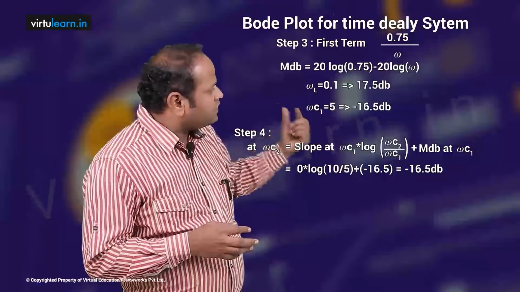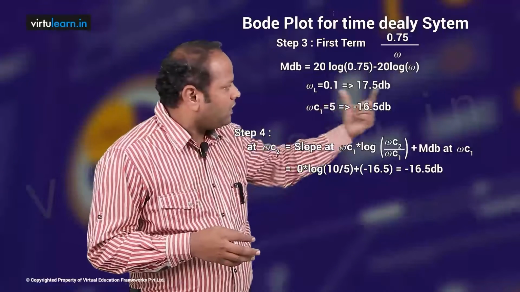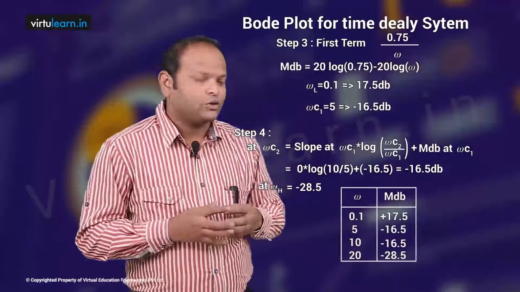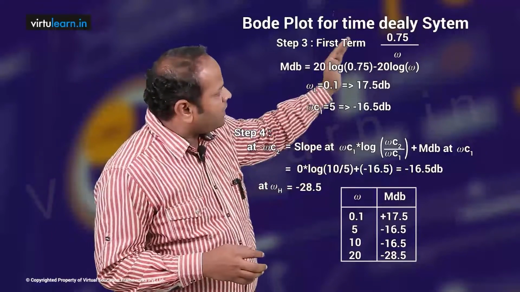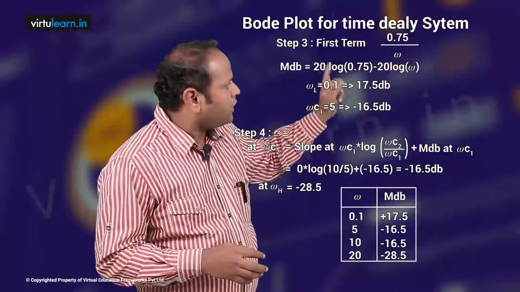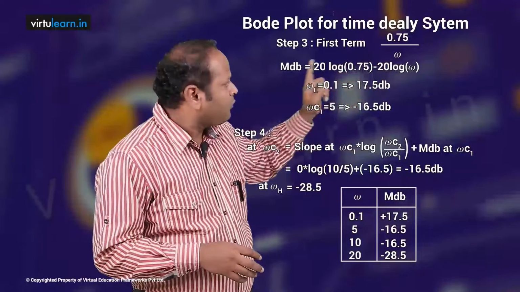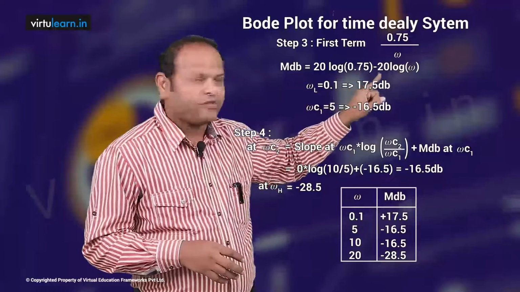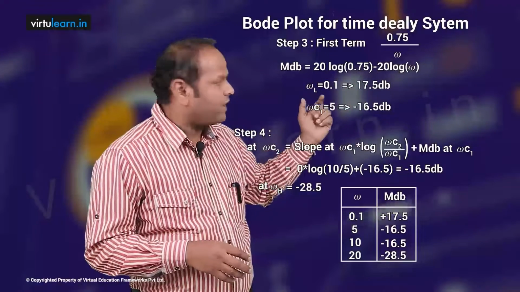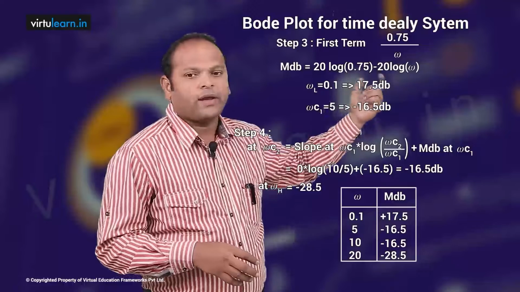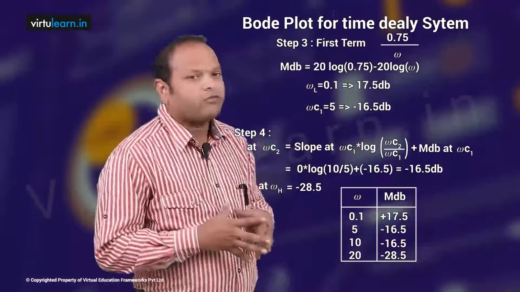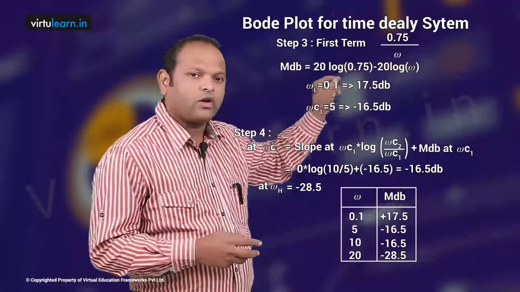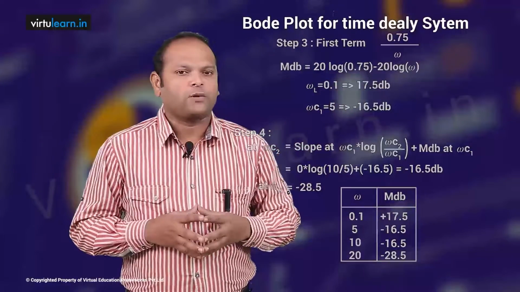Then at omega h also we can find out the magnitude value, that is going to be minus 28.5. So then in the table of omega and MdB values, when omega is 0.1 I have 17.5, when it is 5 it is minus 16.5, when it is 10 minus 16.5, and when it is 20, that is omega h, it is minus 28.5. So I have 4 points from this table. Those 4 points I can locate and draw the straight lines, which is the magnitude plot.